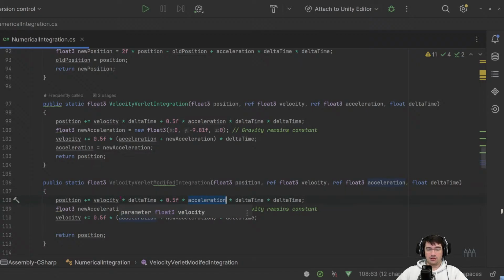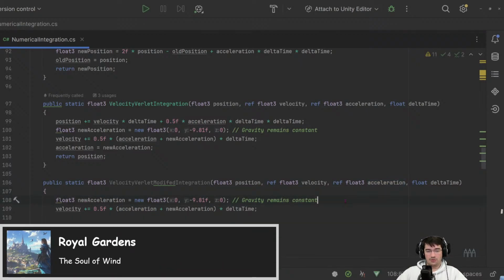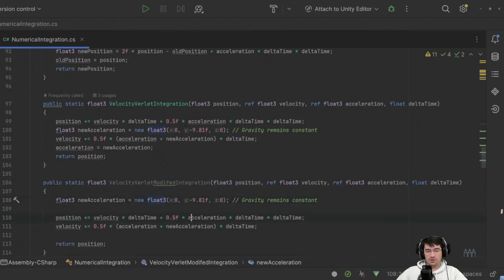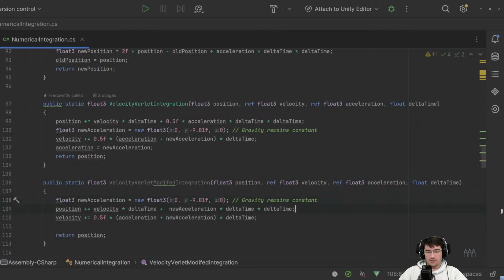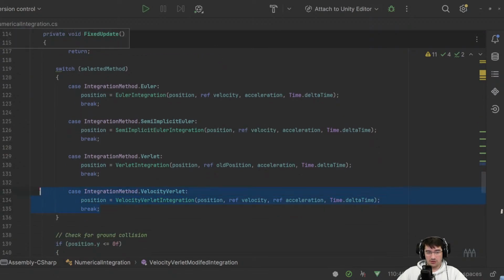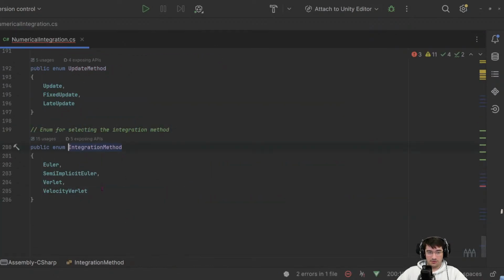So what can I do? Can I consider that I'm always applying the full acceleration, which is my new acceleration? We'll see if that gives me the same path. So that's something that I don't know. I need to experiment with.